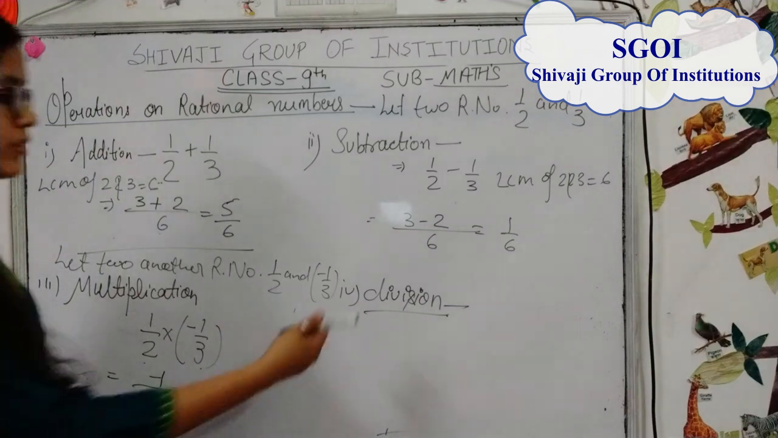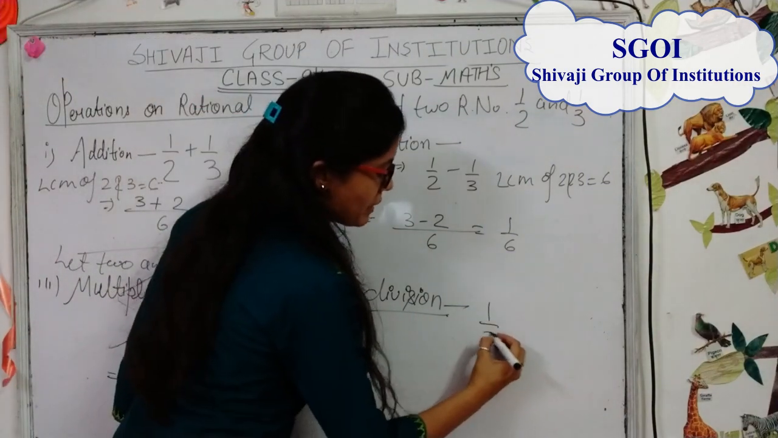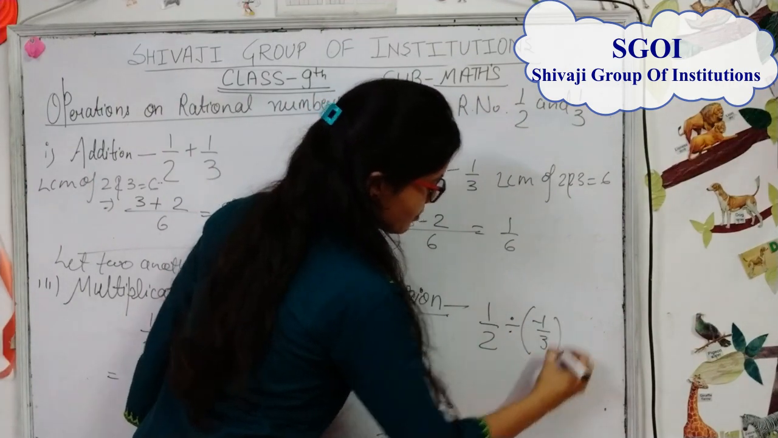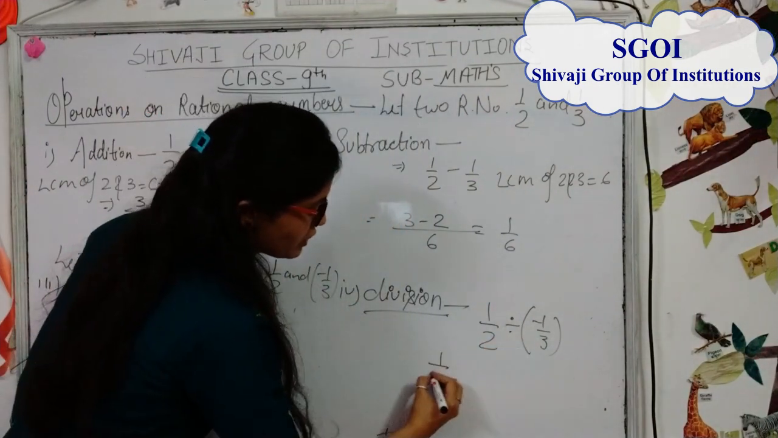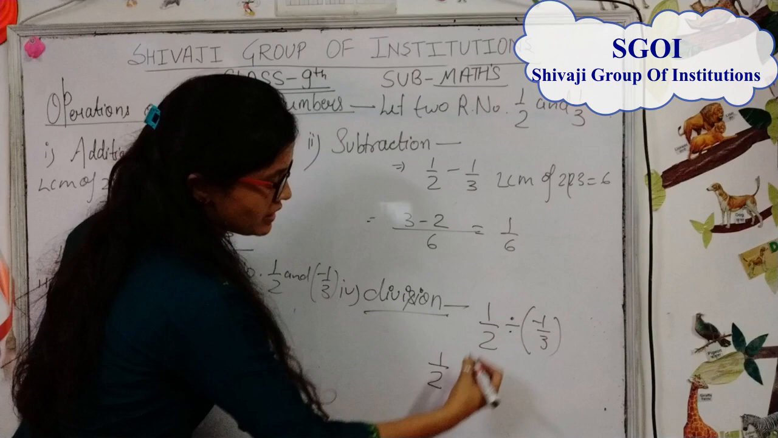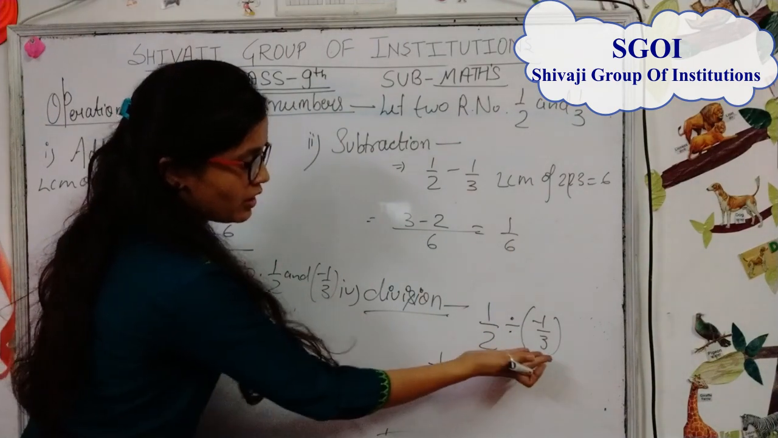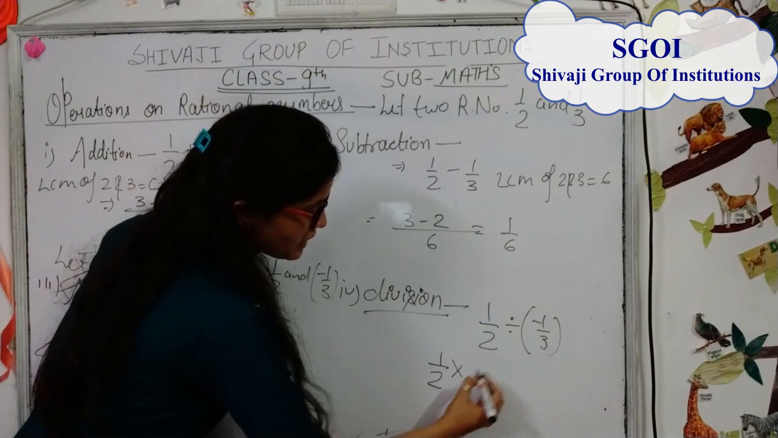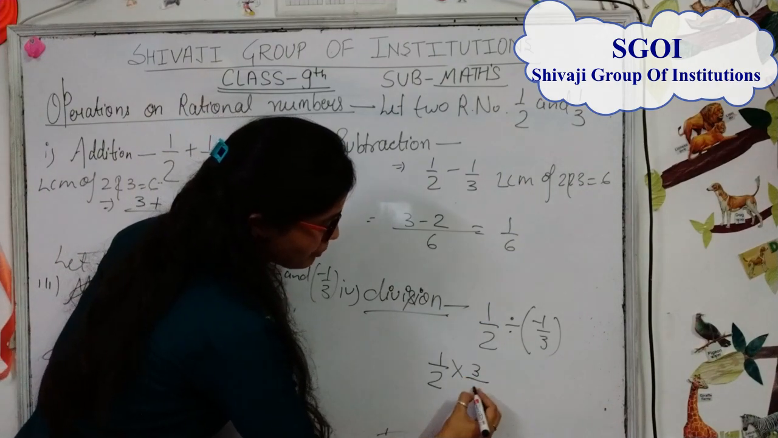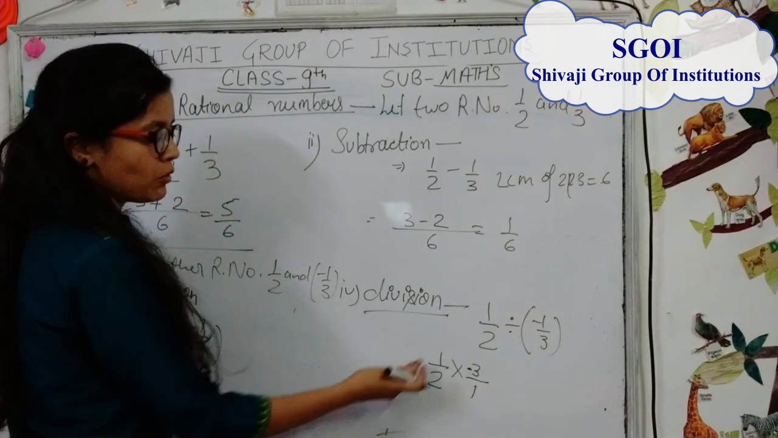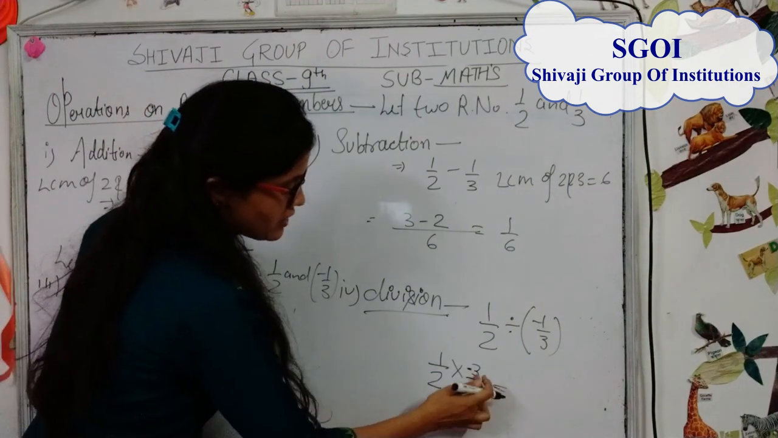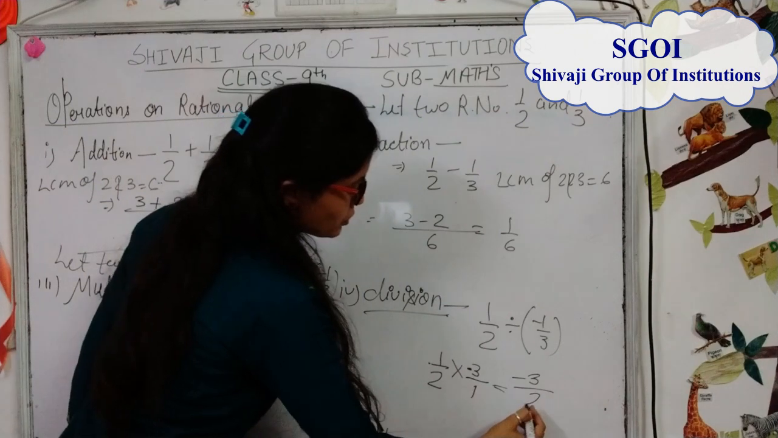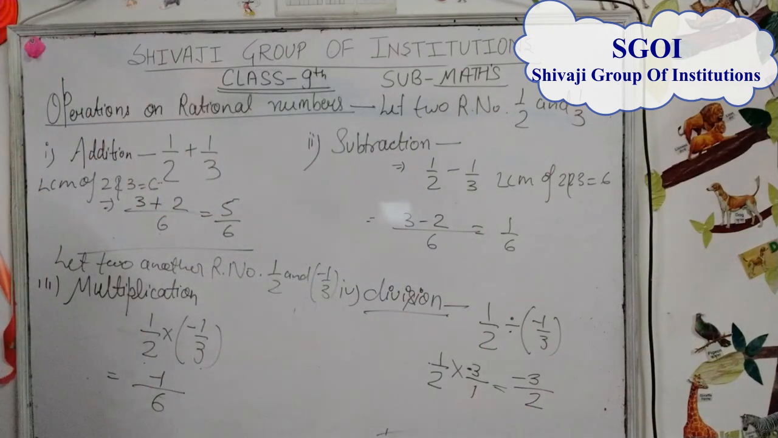Then we divide: 1/2 divided by minus 1/3. In this case, when the division sign changes into multiplication, the numerator and denominator of the second number are interchanged, which means it becomes minus 3/1. Now multiply: 1 into minus 3 is minus 3, and 2 into 1 is 2.